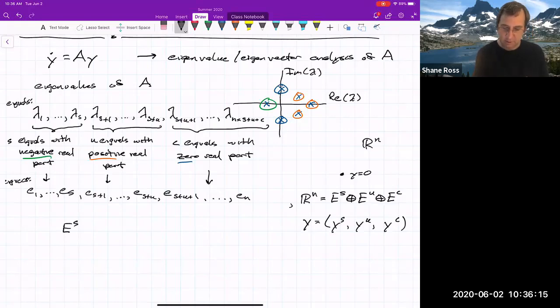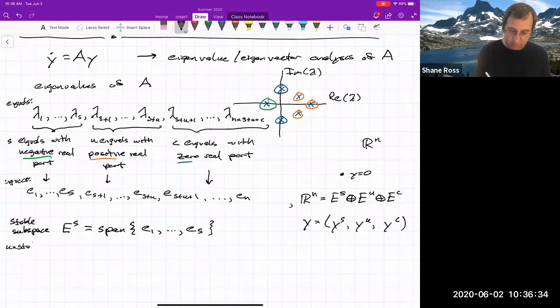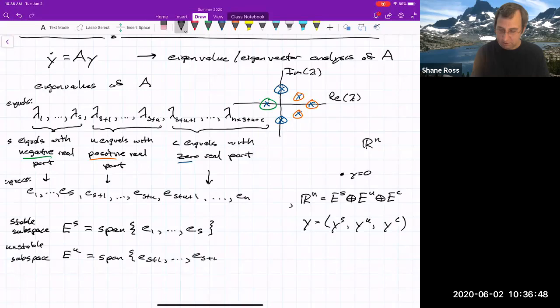E^S, so we use E superscript S. The S is for stable, so stable subspace. This is the span of E1 through ES. The unstable subspace, E superscript U, is the span of ES plus 1 all the way to ES plus U. So this is S dimensional, and this is U dimensional.